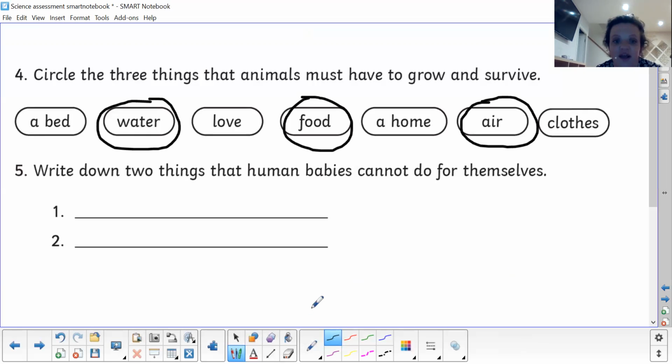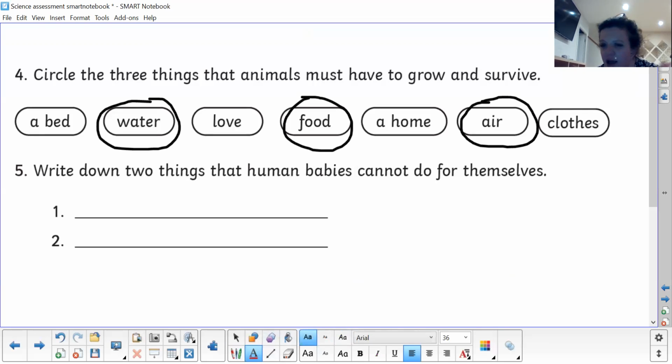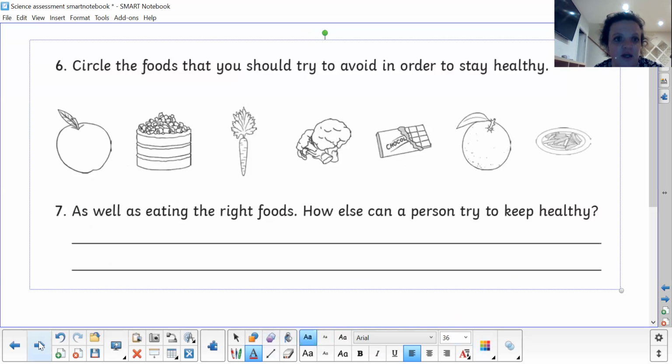Okay, brilliant. So one of the 2 things that I was thinking of, and you may have loads of different ideas that you can send to us at year2@thepalmeracademy.com, is that they can't walk and they also can't talk. So those 2 things, they can't walk and they can't talk. But you may have some other ideas. Send them to us. We'd love to see them.